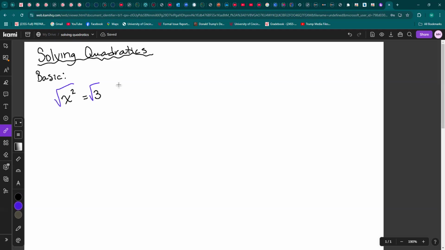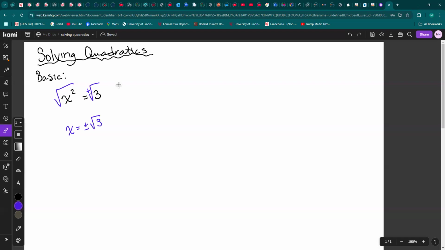So when I square root on a side that doesn't have the x squared, I'm always going to put a plus or minus in there. So then I'm going to think, oh, it could have been positives and it could have been negatives. The square root will cancel out with the squared because they undo each other. And then I would have x equals plus or minus the square root of 3. So there's two answers.